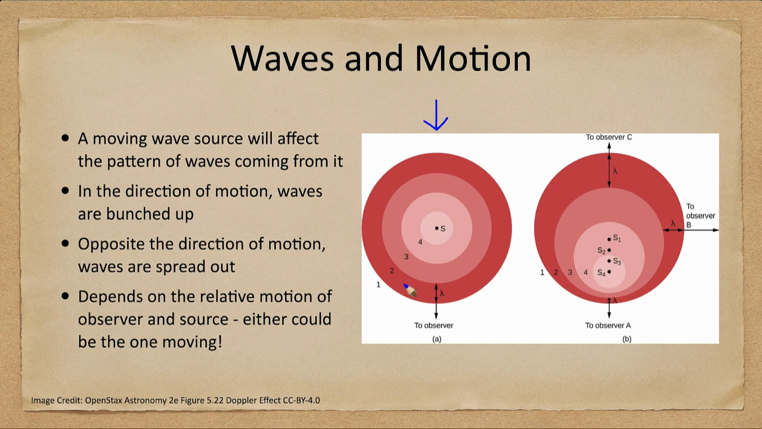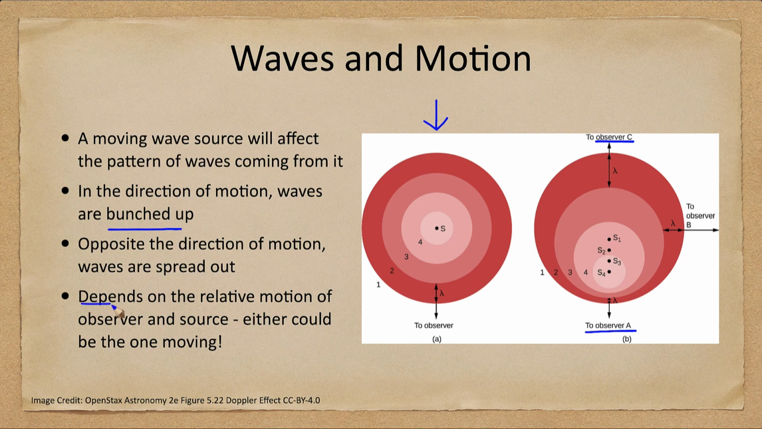And that means that the waves will bunch up in the direction of motion. So an observer at position A will see the waves all bunched up. An observer at position C will see them all spread out. And that is all because the source is moving at the same time.